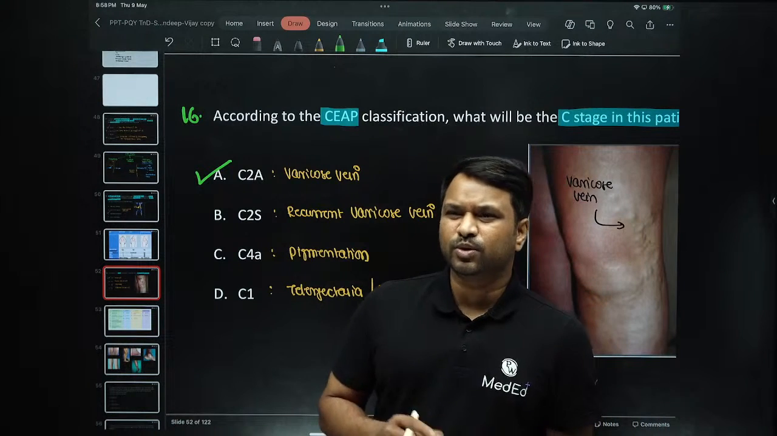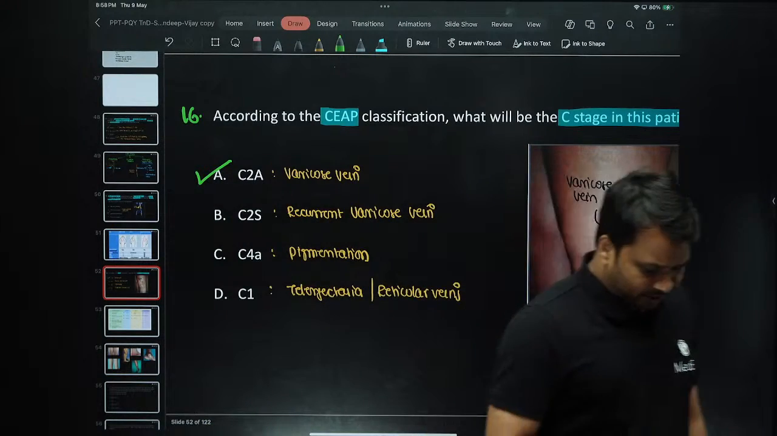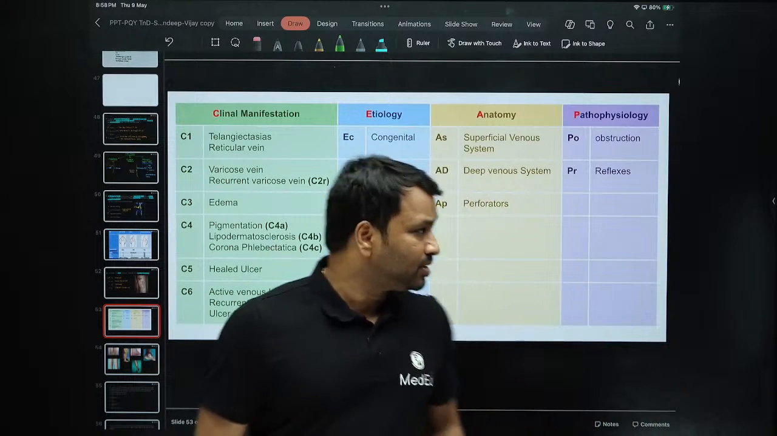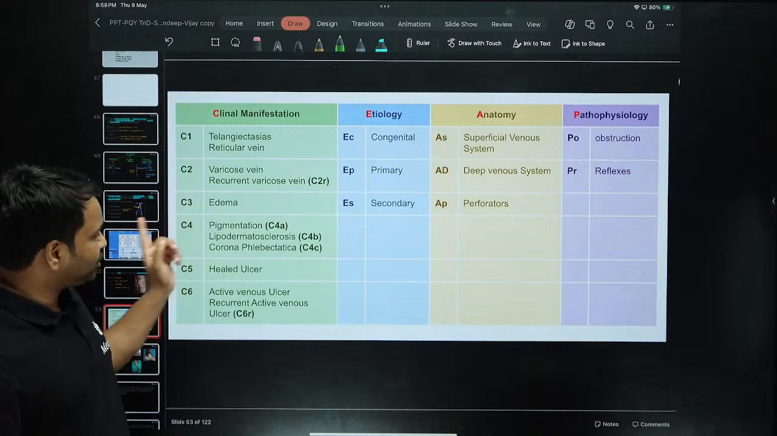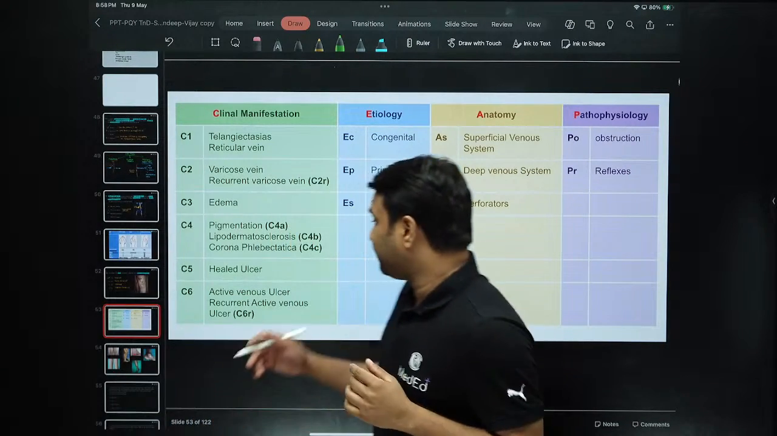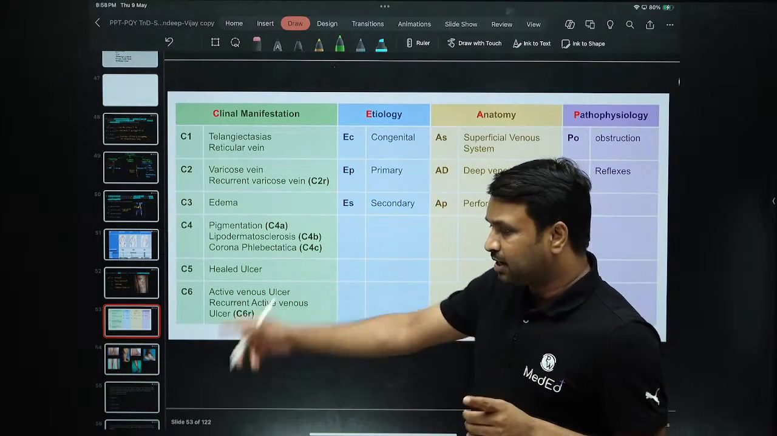Basically you have C2 or C2R. C2 is varicose and C2R is your recurrent varicose. I've given you the C classification, same thing. C1 is telangiectasia, reticular veins, C2 is varicose, recurrent is C2R, C3 is edema, 4A is pigmentation, eczema, 4B is lipodermatosclerosis, 4C is corona phlebectatica, C5 is healed ulcer, C6 is your active venous ulcer, C6R is your recurrent venous ulcer.